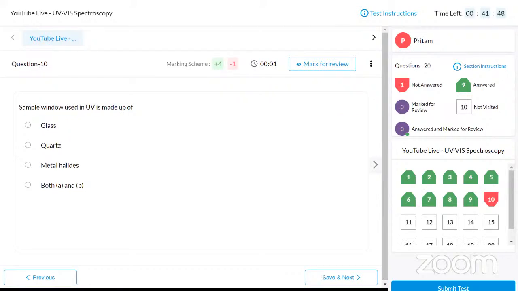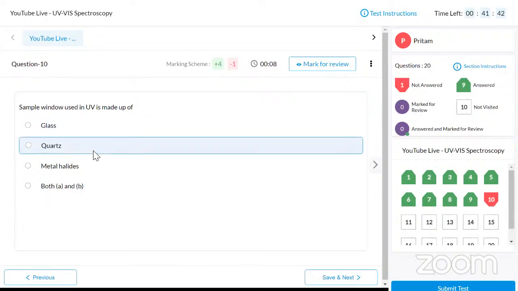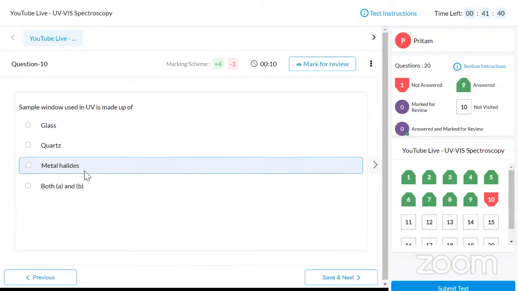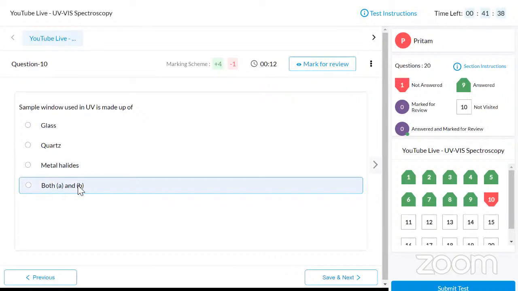Moving on to the next, sample window used in UV is made up of which of the following? Is it option A, glass? Is it option B, quartz? Or is it option C, metal halides? Or is it option D, both A and B?